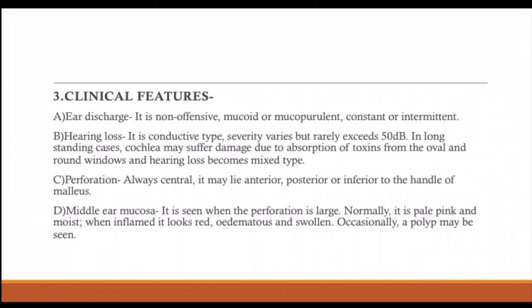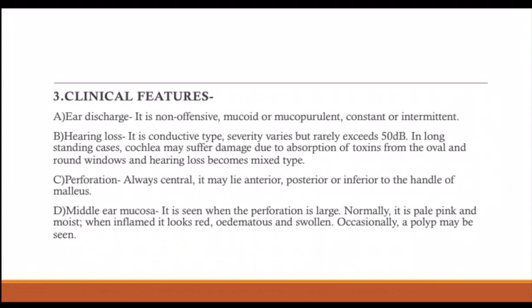Clinical features include ear discharge. It is non-offensive, mucoid or mucopurulent, constant or intermittent. Hearing loss, which is conductive type, and severity varies but rarely exceeds 50 decibels. In long-standing cases, cochlea may suffer damage due to absorption of toxins from the oval and round windows, and hearing loss becomes mixed type. Third clinical feature is perforation, which is always central.